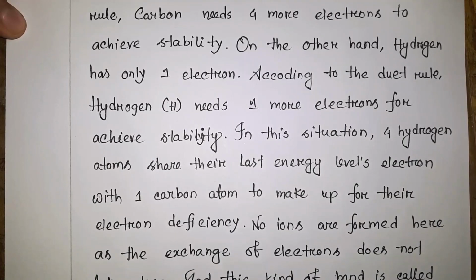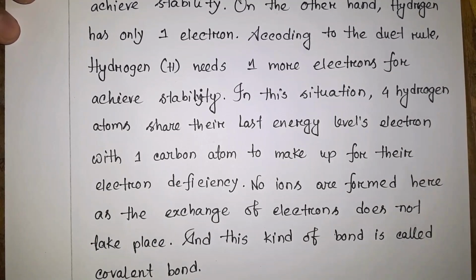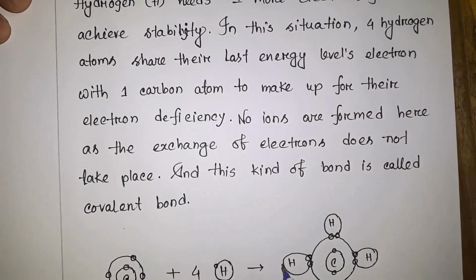And hydrogen needs 1 more electron for achieving stability. In this situation, 4 hydrogen atoms share their last energy level's electron with 1 carbon to make up for their electron deficiency. No ions are formed here as the exchange of electrons doesn't take place, and this kind of bond is called a covalent bond. That means ions are not exchanged, they are sharing with each other.